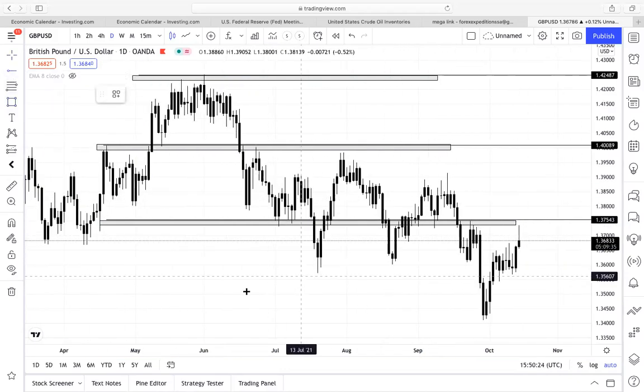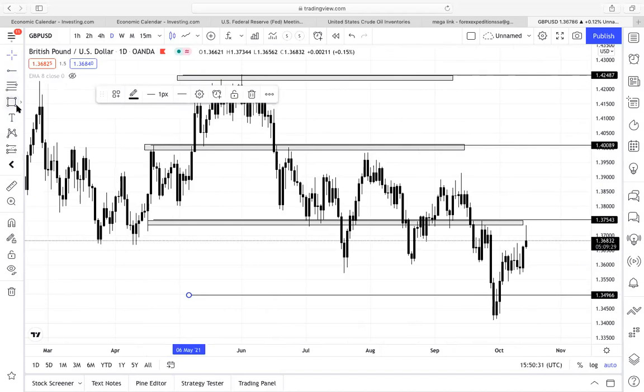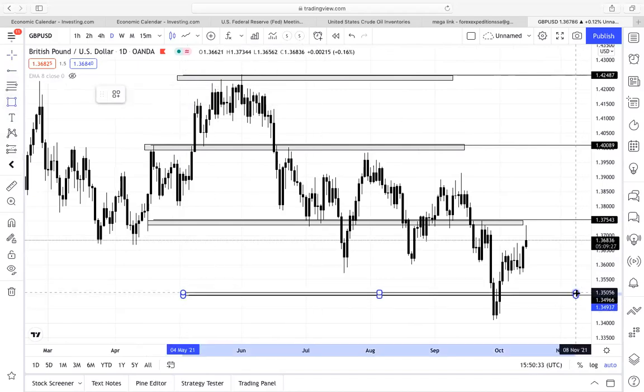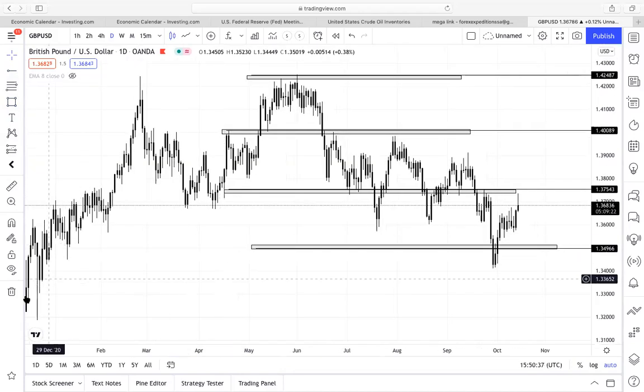Then we look at 135. Look, our price stopped at 135. If you go all the way back, you can actually see them. Does that make sense, guys?